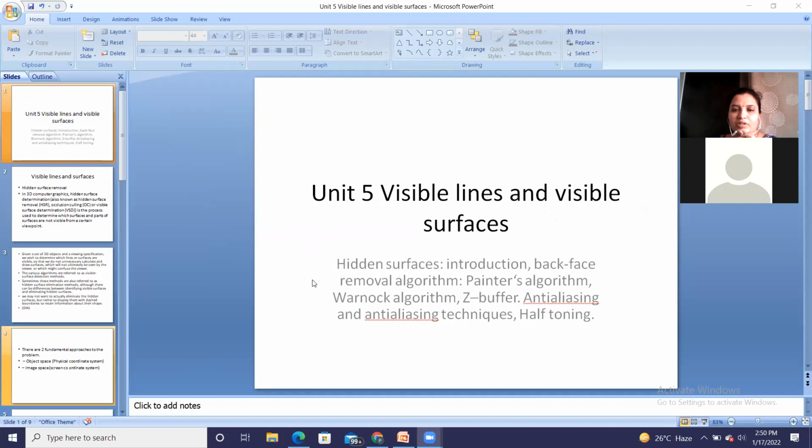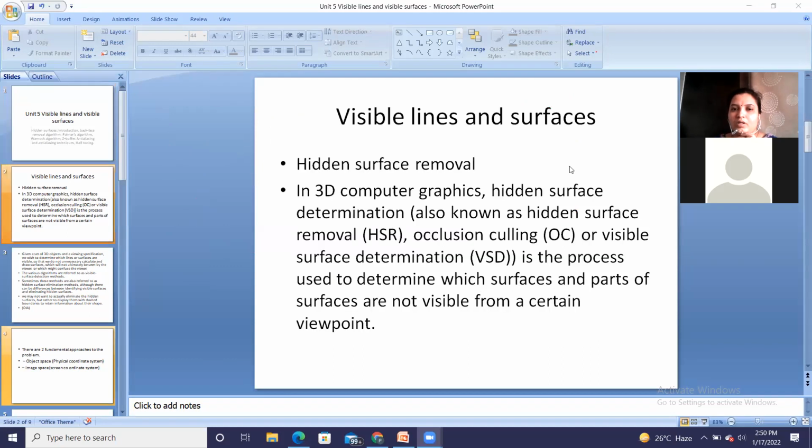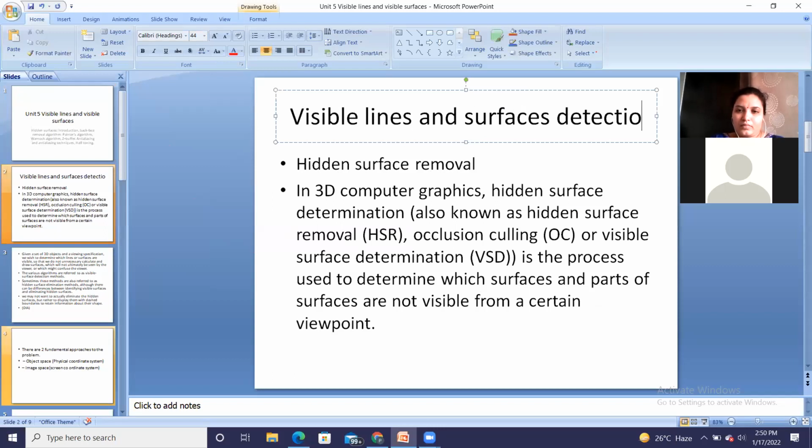So let us start with the chapter. Visible lines and surfaces, or it is also called hidden surface removal. So how to detect? I can say here, visible lines and surface detection, or it is also called hidden surface removal. So either we can detect the portions which are visible, or we can eliminate the portions that are hidden.